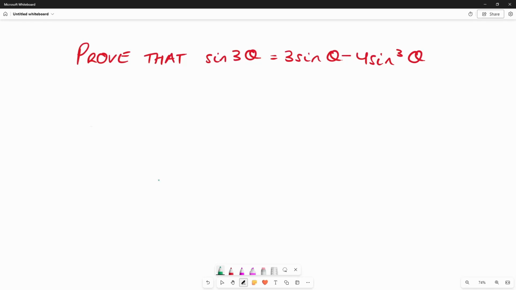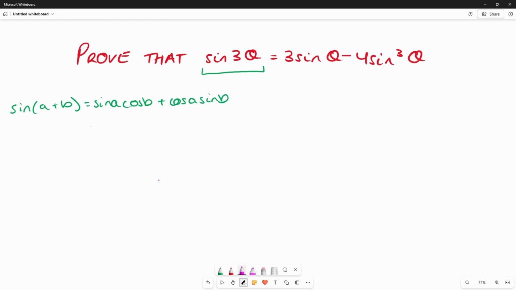Prove that sin 3θ equals 3 sin θ minus 4 sin³θ. So let's use compound angle identities to make this sin 3θ easier to work with. We know that sin(a + b) equals sin a cos b plus cos a sin b.